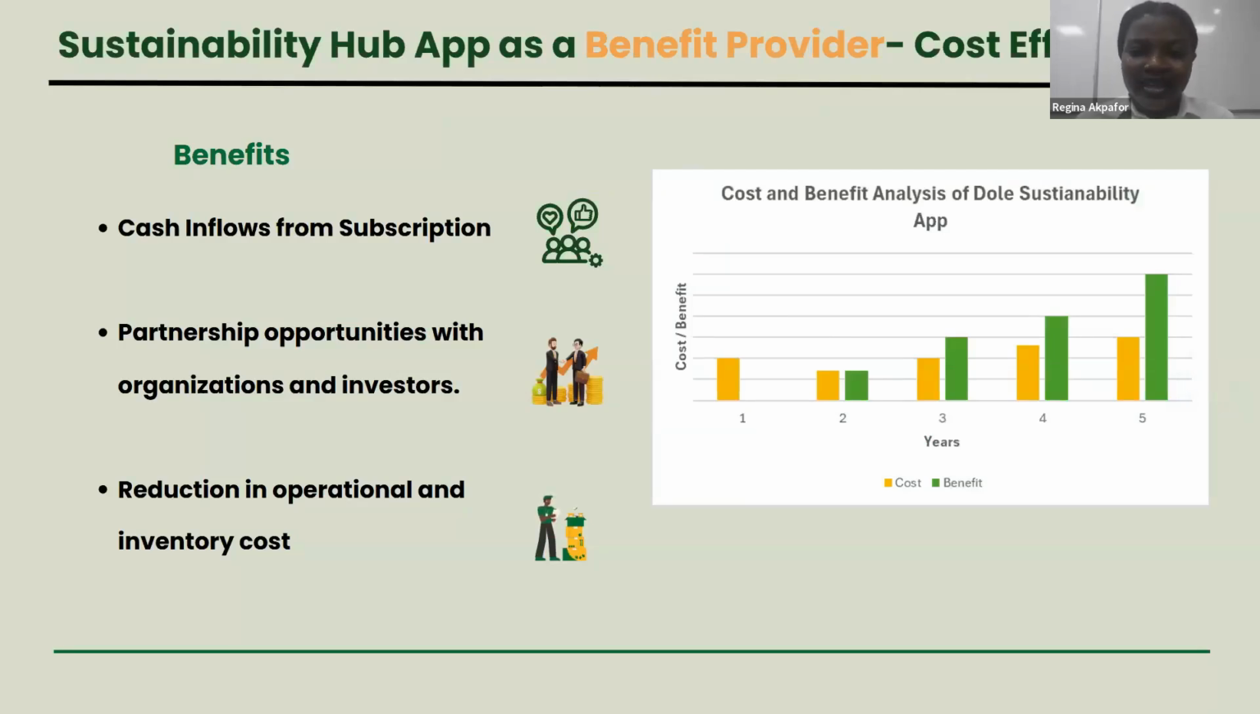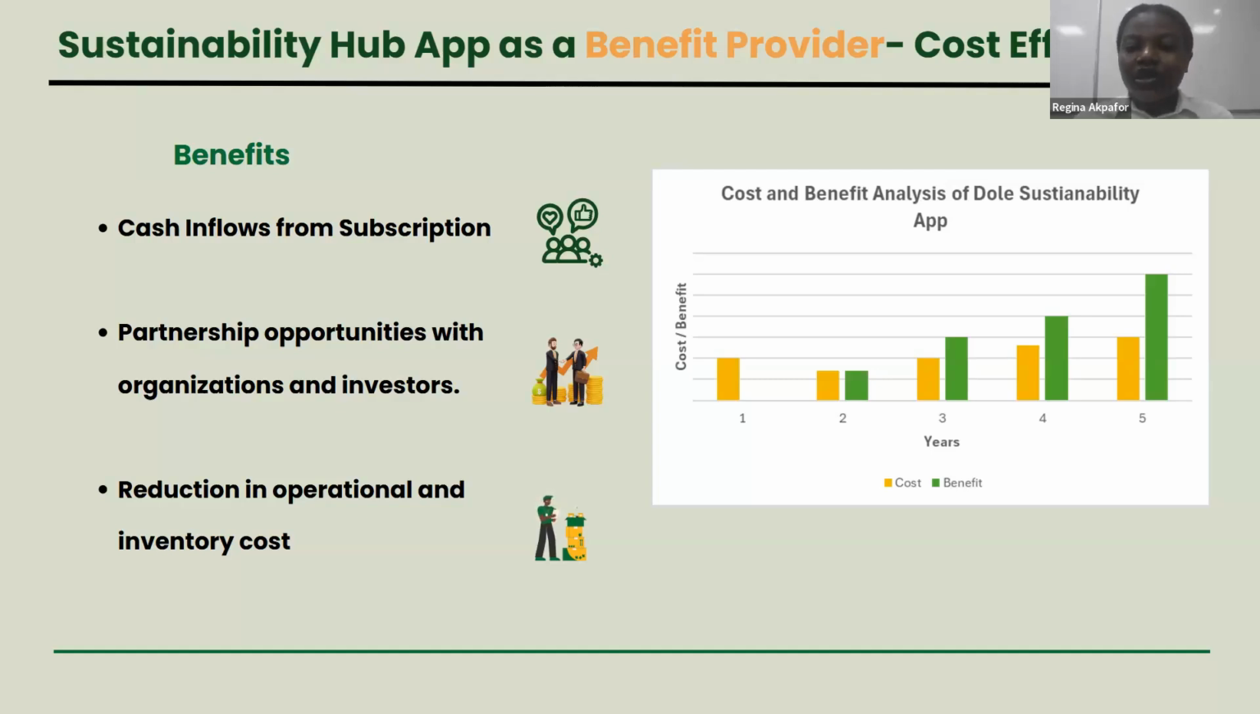Now let's come to the money aspect. How is our solution cost effective? So we did a cost and benefits analysis, and as shown on the screen, because our app is free for between 6 months to a year, we are expecting DOR to incur cost in the first year. And this cost is the cost of developing and the cost of maintaining the app.